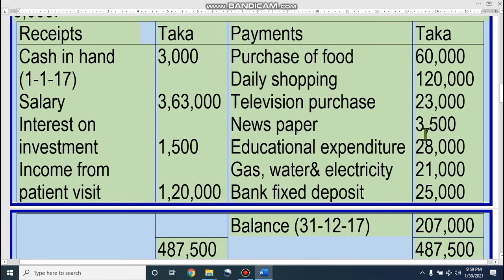Newspaper is an expenditure. Education expenditure is also an expenditure. Gas, water and electricity is another expenditure. Bank fixed deposit is an asset. Balance, that means closing cash in hand, is also an asset.